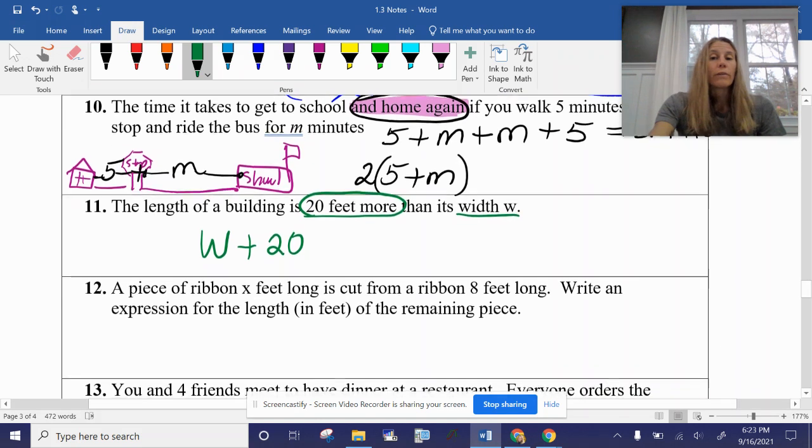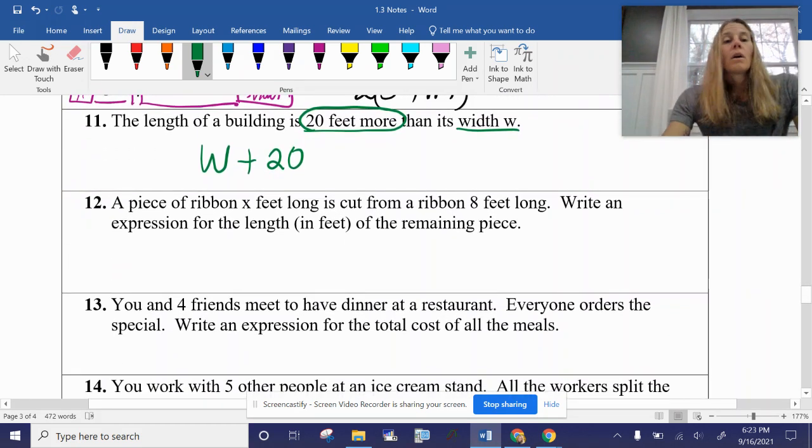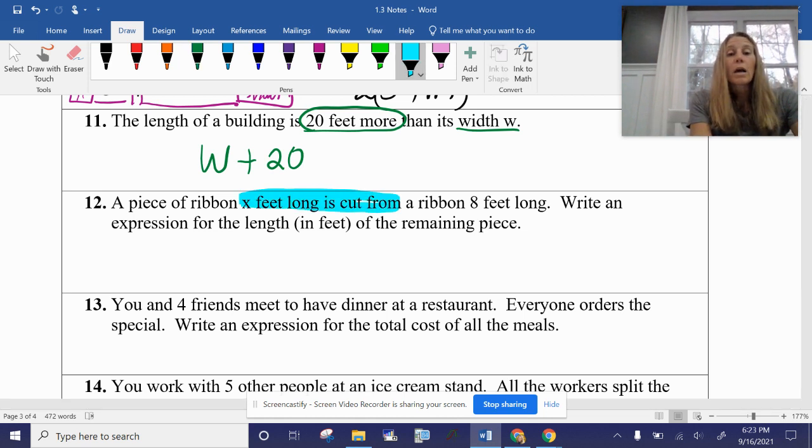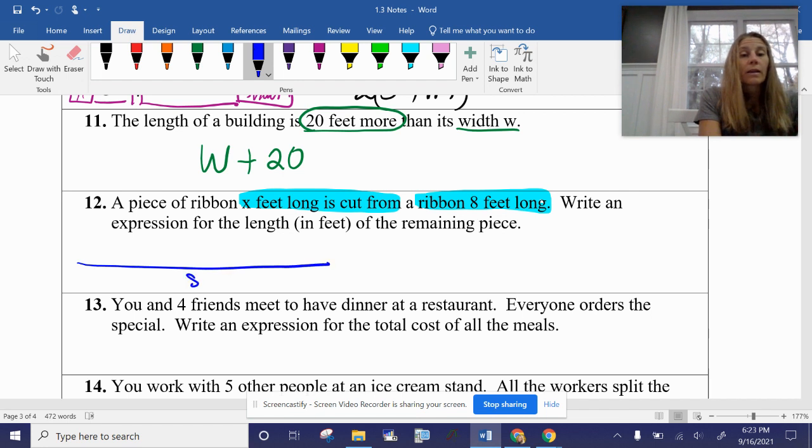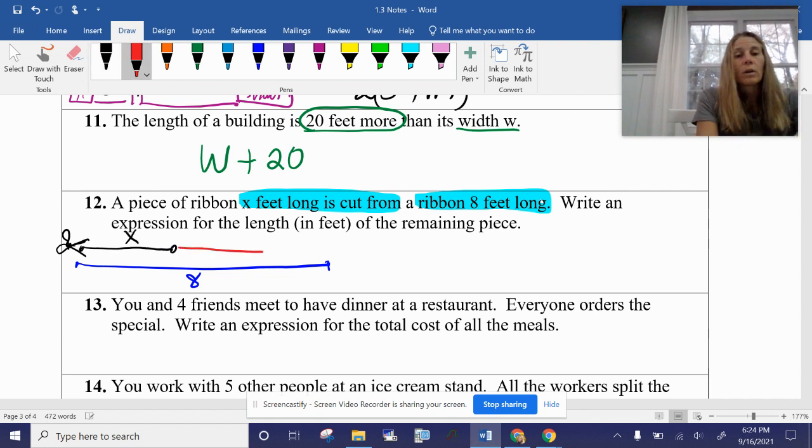Okay, and then number 12 here, a piece of ribbon X feet long is cut from the original ribbon, which was 8 feet long, right? So we have this ribbon that's 8 feet long. Okay, we're cutting, there's our little scissors here. That's a really bad picture, but you get the idea. We're cutting a piece that's X feet long. And then we want to know what this is, right?